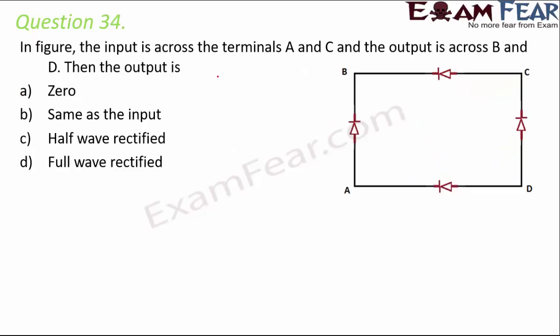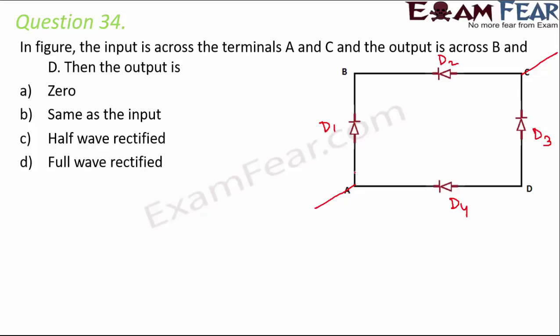Question number 34. In the figure, the input is across the terminals A and C. That means the input is across these two terminals, and the output is across B and D, these two. So what would be the output? Let us say the input is across A and C. When the input comes at A, it has to pass through these diodes. Let us call this D1, this D2, this D3, and this D4, right?